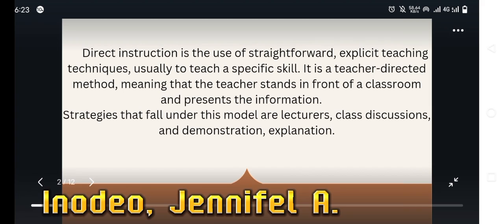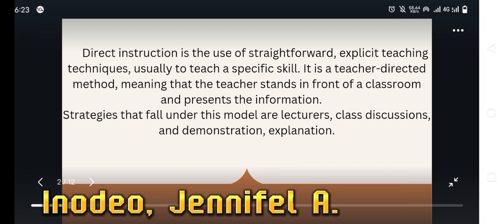talking. So next, it is stated here that direct instruction is the use of straightforward, explicit teaching techniques, usually to teach a specific skill. It is a teacher-directed method, meaning that the teacher stands in front of a classroom and presents the information. Strategies that fall under this model are lecture, class discussion, demonstration, and explanation.